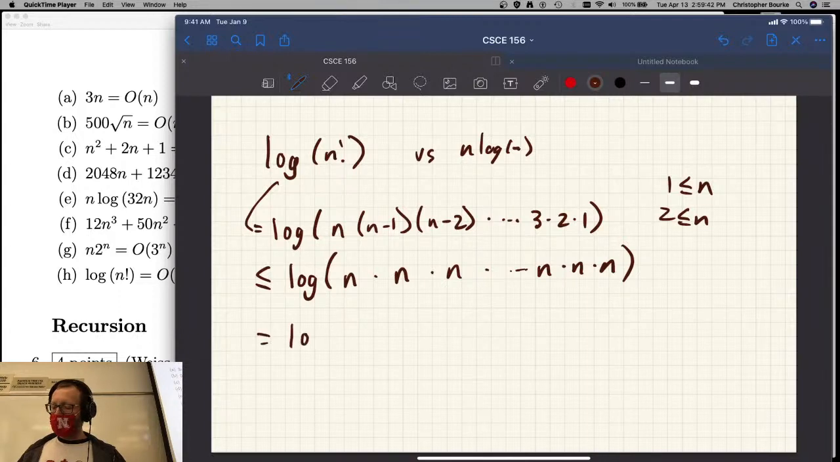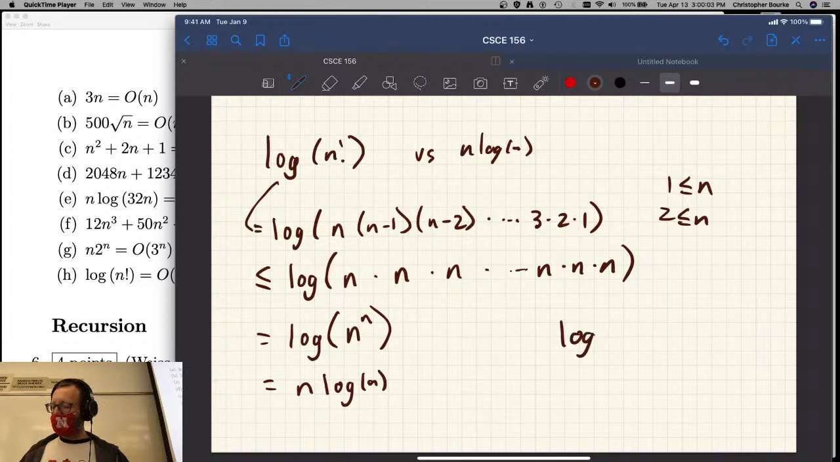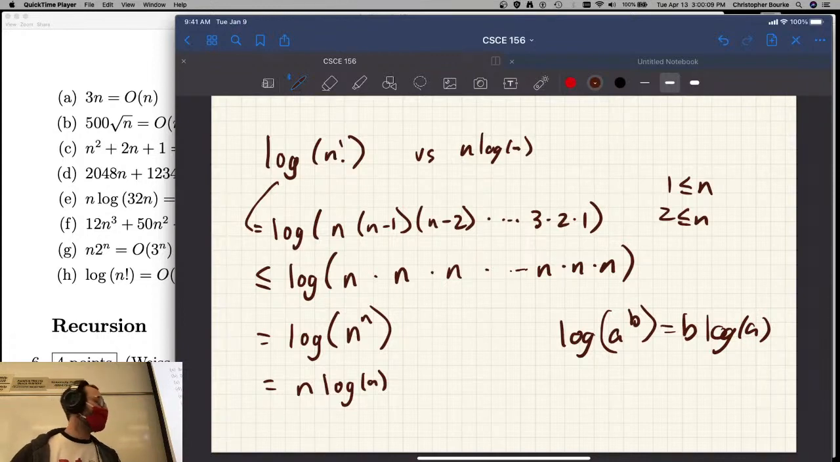That's equal to, how many n's are here? n. So n times n times n times n gives you n to the n. And now one more log identity. What can I do with that exponent? Put it out front. Right? Log of a to the b is equal to b log a. And that's what we are aiming for over here. Right? So what's my c? 1 for n greater than or equal to 0. It wouldn't be 0. Aha, good.